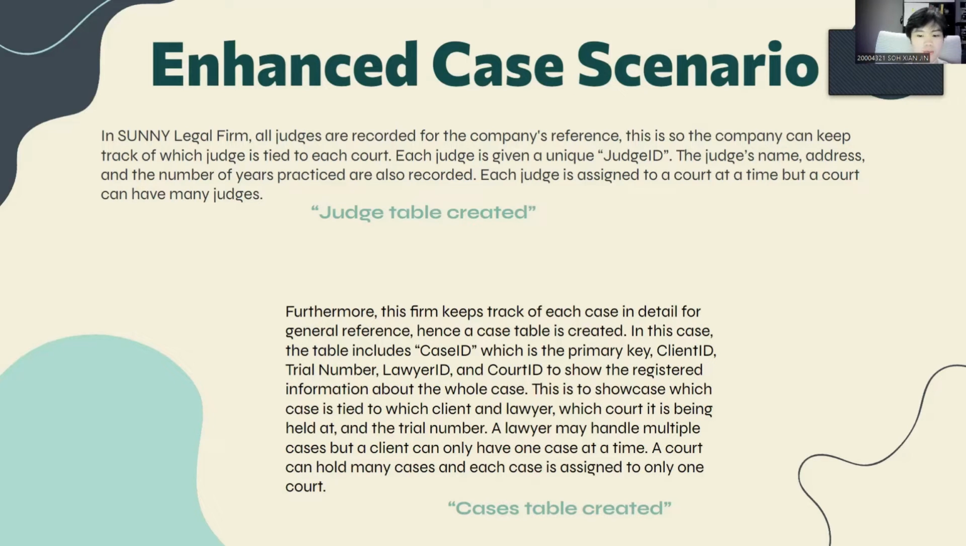Moving on, we'll be talking about the case table. This firm keeps track of each case in detail for general reference. Hence, a case table is created. In this case table, it includes the case ID, which is the primary key, the client ID, the trial number, lawyer ID, and court ID to show the register information about the whole case. This case table is to showcase which case is tied to which client and lawyer, which court it is being held at, and the trial number. Essentially, this case table is created for general reference.